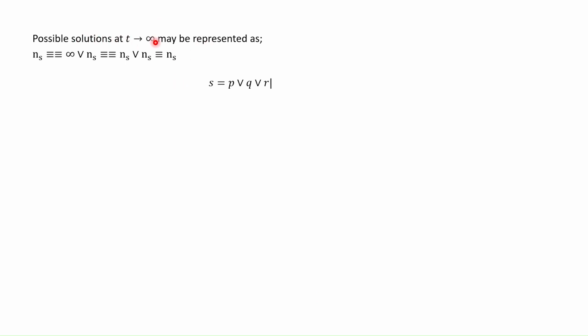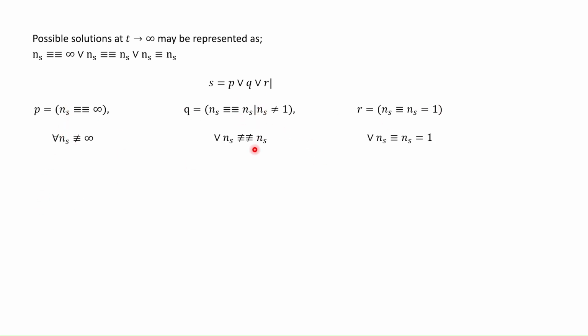Now let us see what are the possible solutions at t tends to infinity. Either Ns can be infinite, or Ns loops onto itself via multiple transformations, or Ns is equal to Ns via singular transformation. So we form the condition S is P or Q or R. We define P, Q, R. We know that P is not true, Q is not true, so R is the only option. Not P, not Q implies that S is equal to R. So one can conclude that for all elements at t tends to infinity, Ns transforms to 1. Thus the conjecture is true.